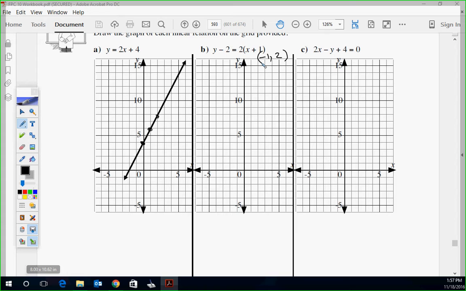If you have a point and a slope, you can graph. So I go over here, -1, 2, and from there, what do I do? Up 2 over 1. Up 2 over 1. I'm done.